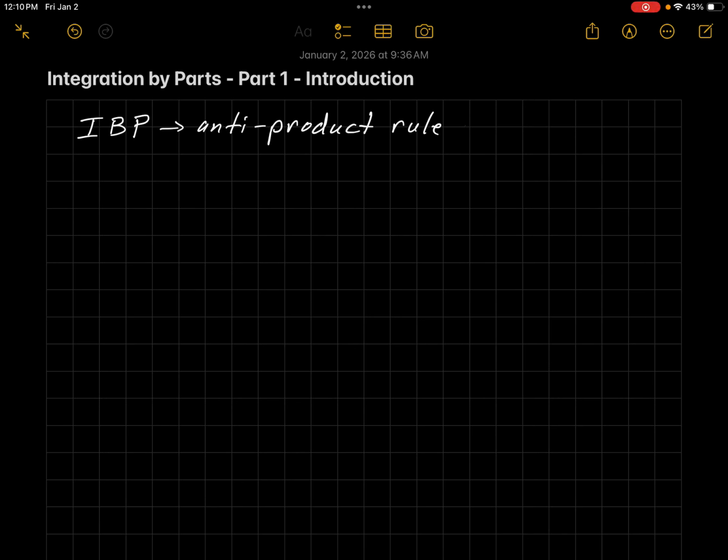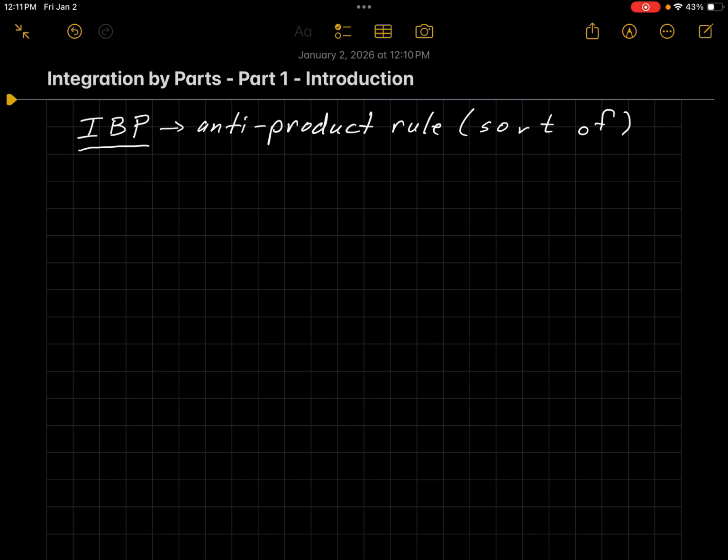Integration by parts, part 1, an introduction. Integration by parts is an advanced technique that I often call IBP and that I like to think of as an anti-product rule, sort of. I'll explain what I mean by this a little bit later.